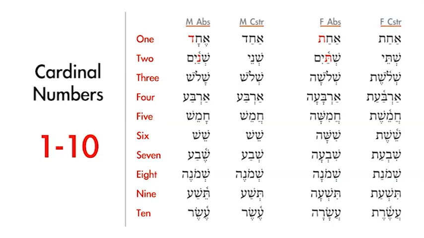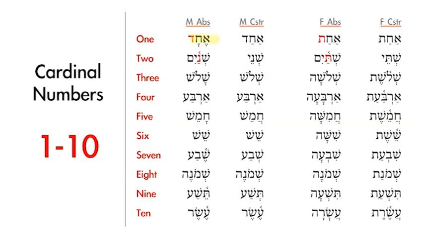Now the changes that appear in the spelling of the numbers will be familiar to you from your study of the construct state and masculine versus feminine nouns earlier, so there's nothing new to worry about here. What we want to focus on is memorizing the cardinal numbers 1 through 10. And after that, we'll be applying certain rules to them in terms of how they're used. So let's read these cardinal numbers together in the masculine absolute column.